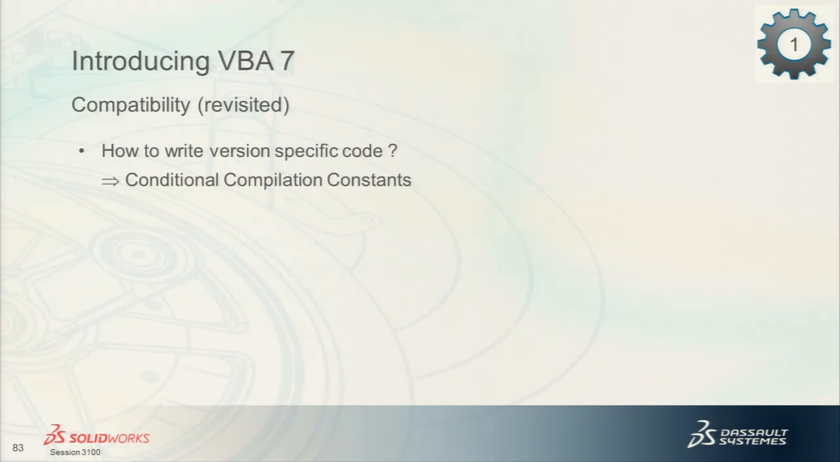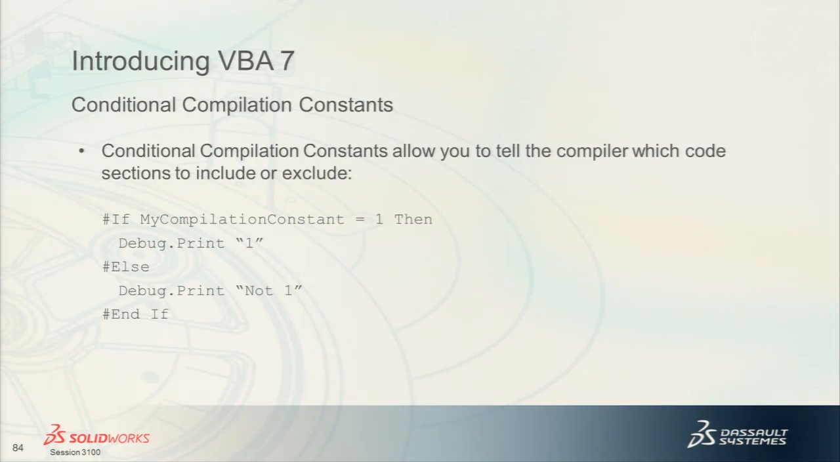So how do you do this? How do you write version-specific code? You have to use this VBA concept, which has always been there, but probably not used that often. It's called conditional compilation constants. It basically allows you to say, okay, if this is true, then use this piece of code. If not, use that piece of code.